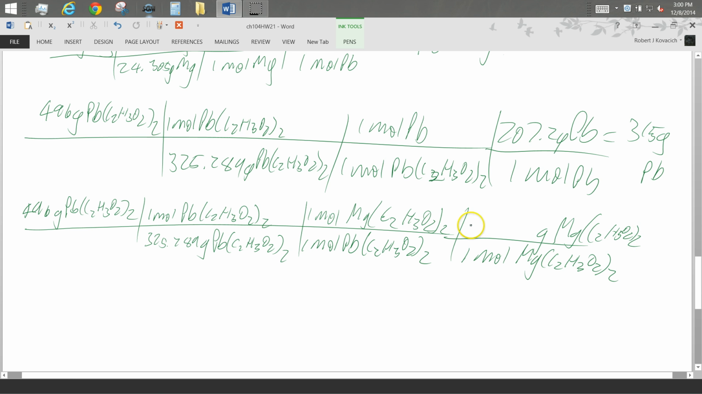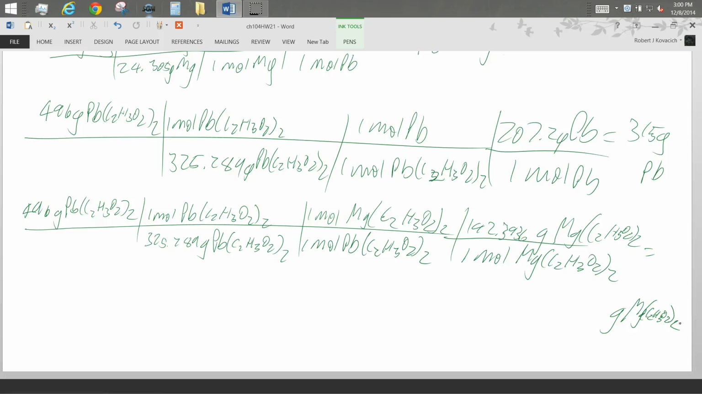Is the mass 142.3936? So 496 divided by the 325 number times 142.3936. And I get 217.12 grams of that. All right, great.